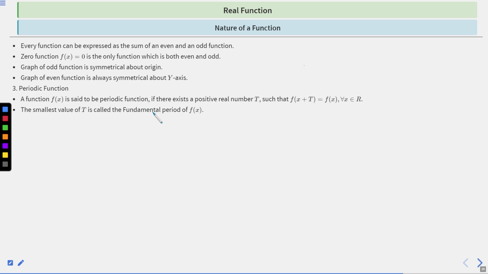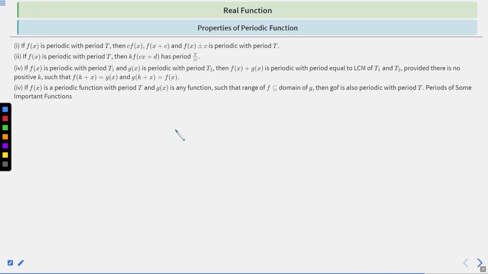Next is periodic function. A function f(x) is said to be a periodic function if there exists a positive real number T such that f(x + T) = f(x) for all x belongs to R. The smallest value of T is called the fundamental period of f(x), right? The smallest value of T is called the fundamental period of f(x).